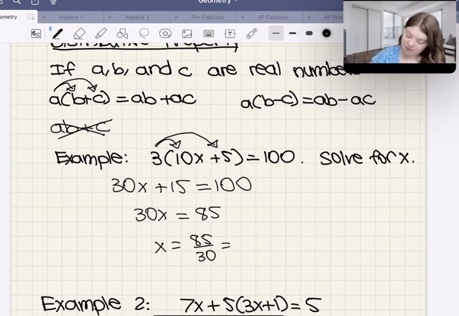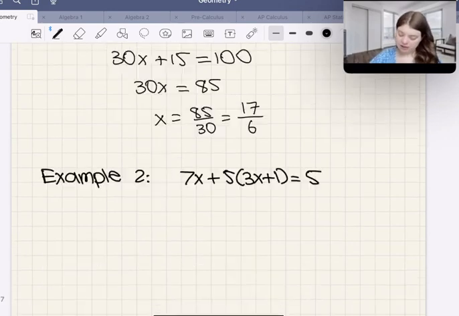30 divided by 5 is 6. 85 divided by 5, well, let's think about that. We know 5 times 8 gives us 40, so 5 times 16 would give us 80. Therefore, it's 5 times 17 to give us 85. So we're going to end up with x is equal to 17 over 6. Since 17 is both larger than 6 and a prime number, we cannot reduce this any further.